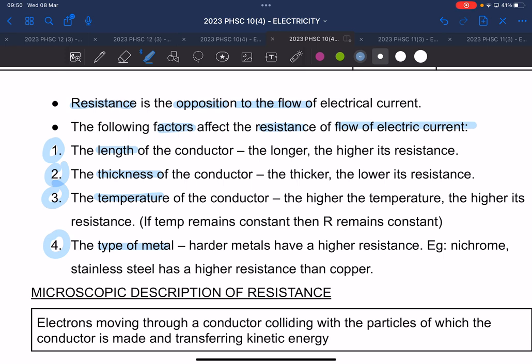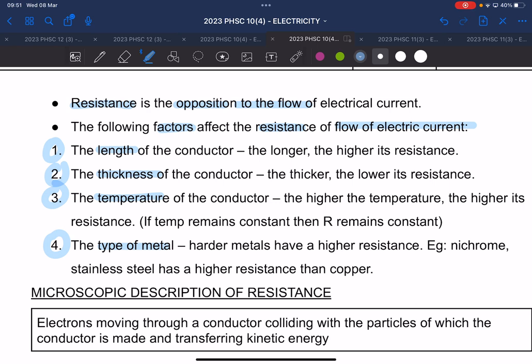So when do you think the resistance will be more, with a short or a long conductor? Not the current, the resistance. Long, because then they have lots of space to collide with one another and it becomes very hard to pull everything. Right? So the longer the conductor, the higher the resistance.